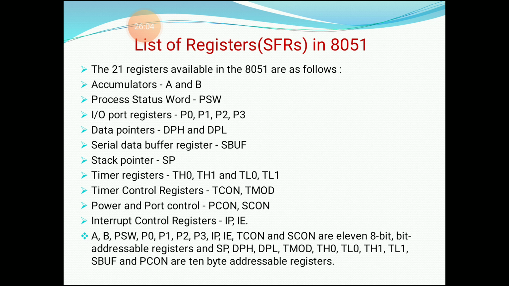So among 21 registers, the accumulator A, B, PSW, P0, P1, P2, P3, IP, IE, TCON and SCON are 8-bit bit addressable registers, and SP, DPH, DPL, TMOD, TL0, TL1, TH0, TH1 and serial buffer register, power control register, are all the 10 byte addressable registers.